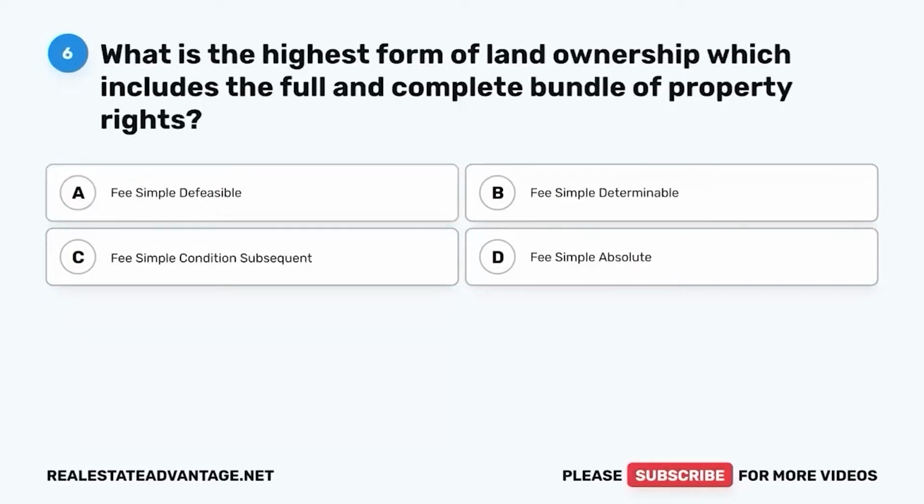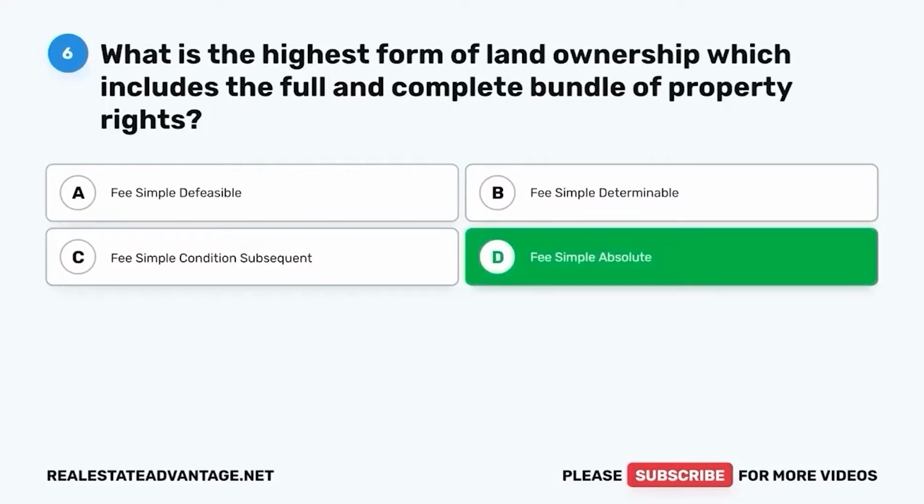Question 6. What is the highest form of land ownership which includes the full and complete bundle of property rights? A. Fee simple defeasible. B. Fee simple determinable. C. Fee simple condition subsequent. D. Fee simple absolute.